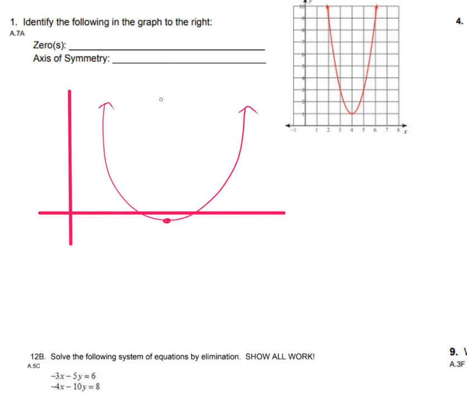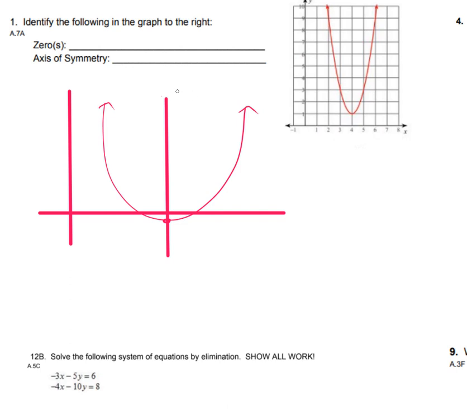Now, the axis of symmetry would be a line that cuts it literally in half. The idea being that if I folded it on that line, all of these would match up, right? If I folded this over to the other side, it would perfectly fold over and meet on the other side, right? So that's the idea of the axis of symmetry.